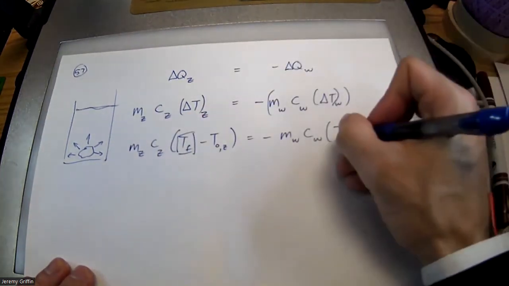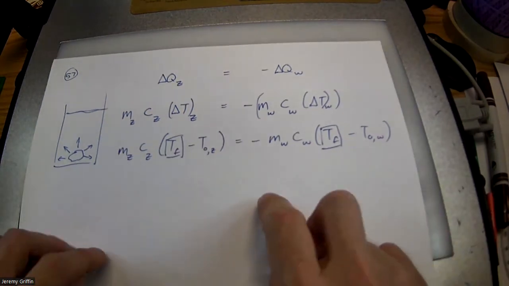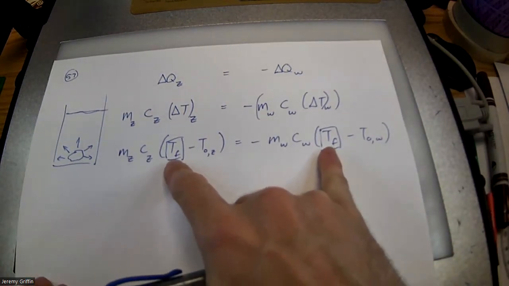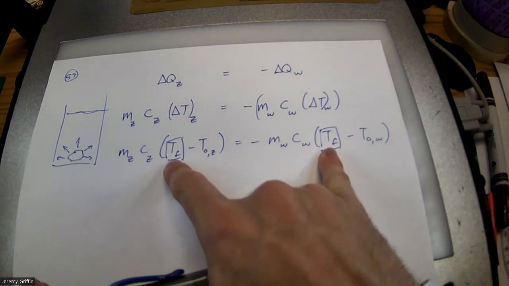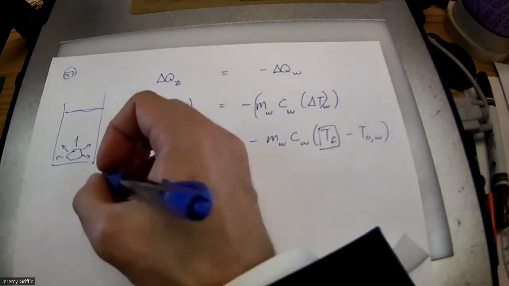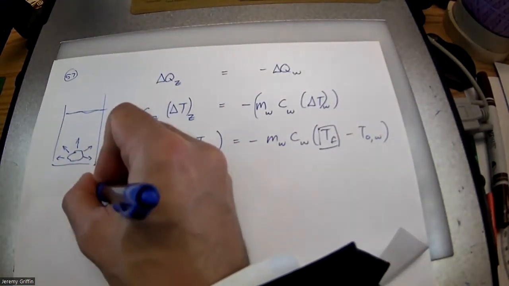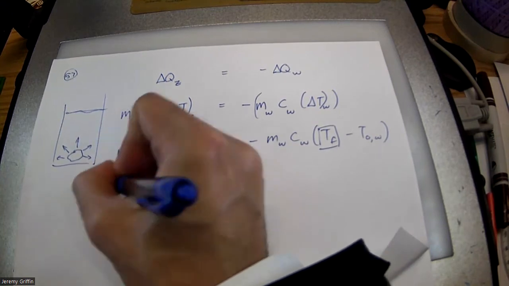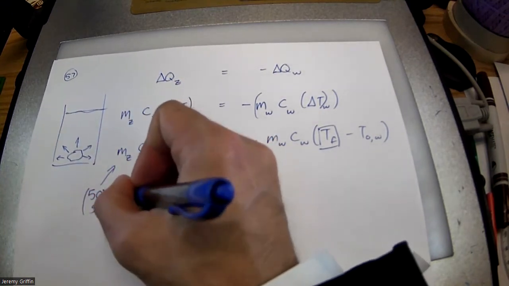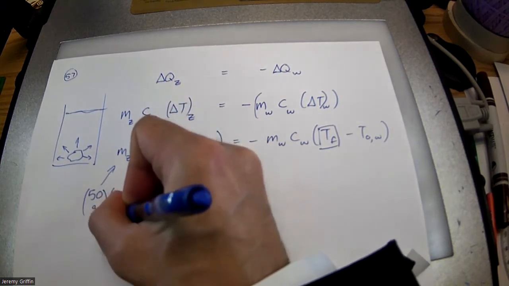Now, since the zinc is cooling down and the water is heating up, at some point they're going to reach an equilibrium temperature, which means that these two final temperatures are the same, and that's what we're solving for. So at this point, I'll go ahead and plug in my numbers. I have 50 grams of zinc. The specific heat capacity of zinc was given as 0.39 joules per gram Kelvin.